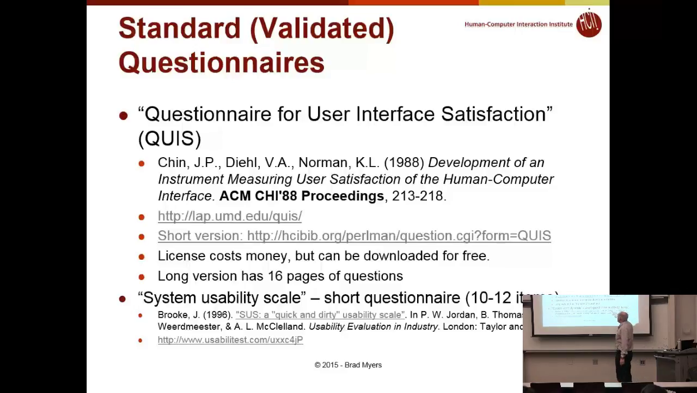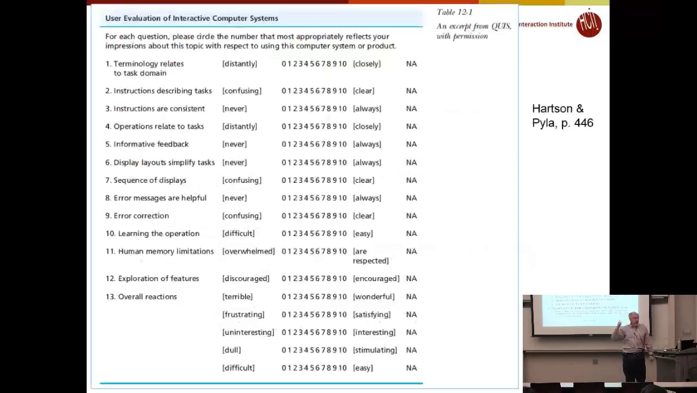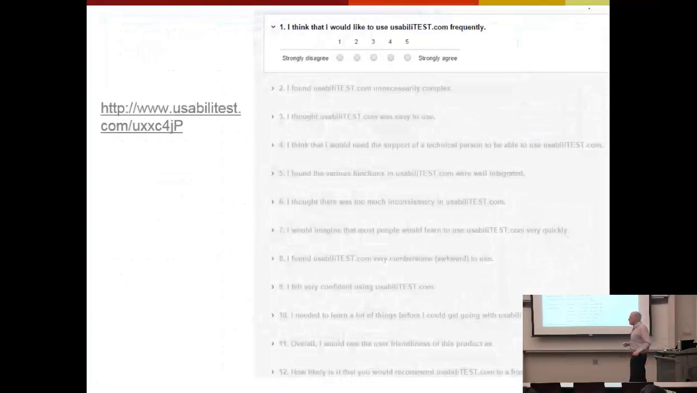And then this is a shorter one, which is much more usable. It's only 10 questions. And this is an example from the textbook, really focusing on the different levels. And you'll notice that the bad stuff is on the left and the good stuff is on the right. Right? It's a semantic differential scale, which means there's bad to good on each one. Here's some more.